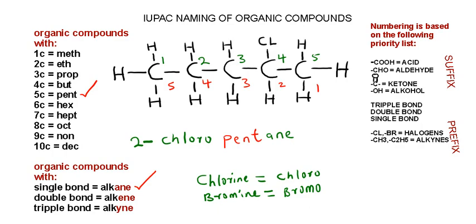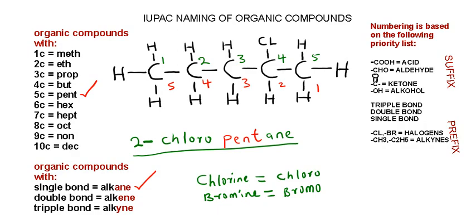2-chloropentane. So that becomes the name of this organic compound. And please don't forget that when you are writing a number or a digit before an alphabet, you have to separate it with a hyphen, just like we did here. 2, you put a hyphen before you write the alphabet. So we call it 2-chloropentane. That becomes the name of this organic compound.